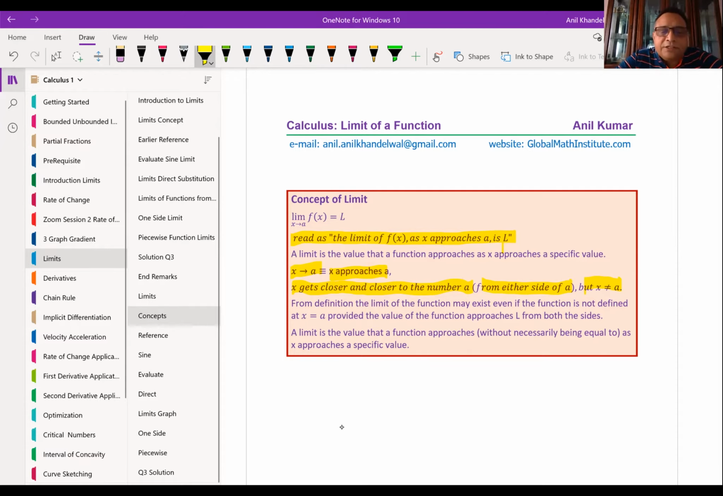The last statement here is, a limit is the value that a function approaches without necessarily being equal to that value, right? So that's a clause which I've added to our definition. A limit is the value that a function approaches without necessarily being equal to it, as x approaches a specific value.